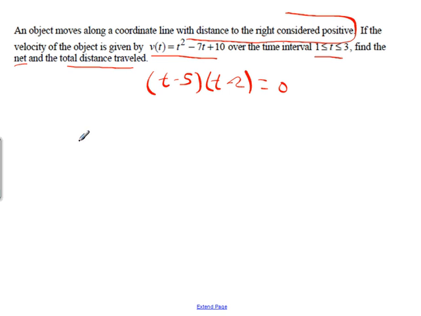we see that we're going to have zeros. That's 10 because of my y-intercept. And I'm going to have a 0 at 2 and at 5. So my graph is going to look something like this.